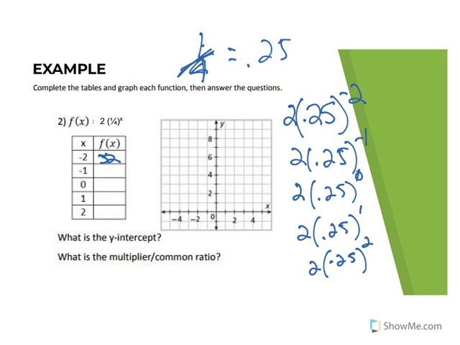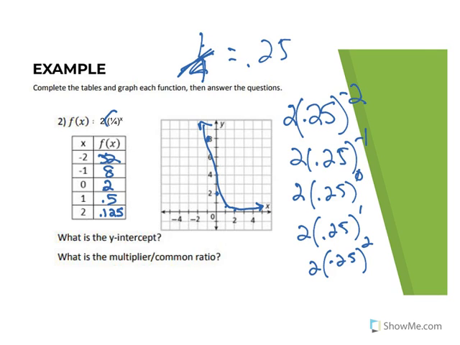So when we do this, we get 32, 8, 2, 0.5 and 0.125. And then we can graph that. So negative 2, 32 isn't going to be on the graph, which is fine. Negative 1, 8. 0, 2. 1, 0.5, so it's halfway, and then 2, 0.125, which is barely there, and notice that it's going down, okay?